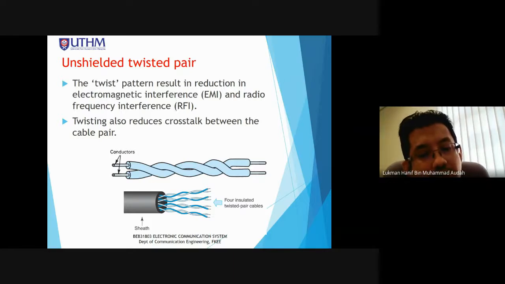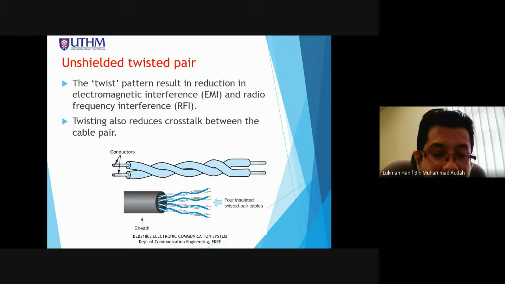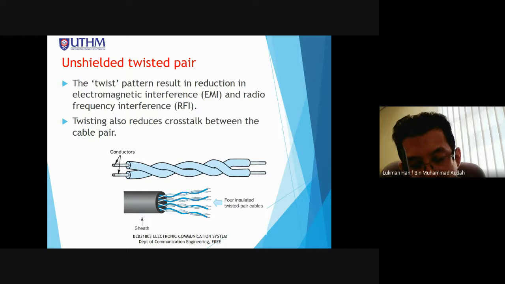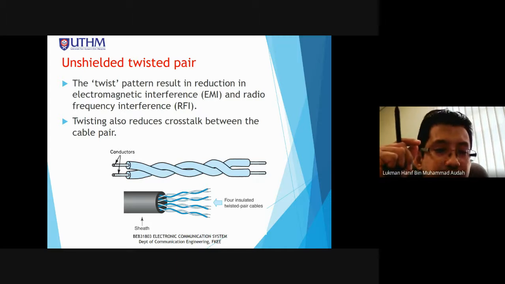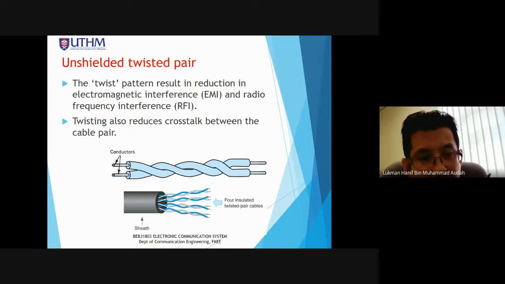Okay. So why is it twist pattern? So ada sebab kenapa kabel itu kita twist. Contoh macam kabel iron cable, kabel striker dan sebagainya tu. Kalau kamu lihat dalam tu dia twist, and then ada insulation kat luar. So ini contoh without shielding, unshielded. Okay. So the twist pattern results in the reduction in electromagnetic interference, EMI, and also radio frequency interference, RFI. And it also reduces the crosstalk between the cable pairs. So kenapa kita twist, ada sebabnya. Salah satunya adalah untuk mengurangkan interference dan juga crosstalk.